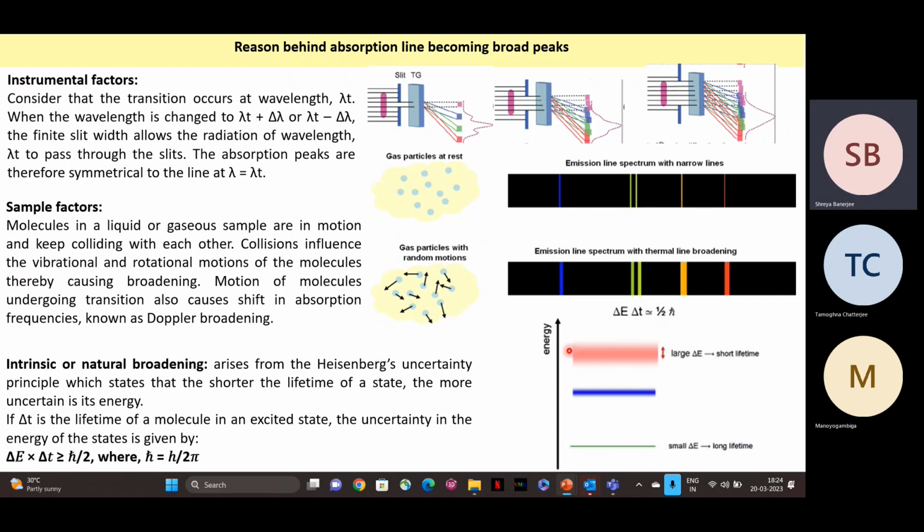Now, as you increase the energy, the lifetime becomes shorter. So this is the first excited state. This is the second excited state. The second excited state has a short lifetime, that is, the delta t is small. So delta E must be large because your right hand side is a constant. If delta E is large, that means there is a large uncertainty in energy. So the energy level becomes blurry like this. And when there is a transition from an uncertain or blurry energy level, naturally the peak will broaden. This kind of broadening is known as intrinsic or natural broadening.